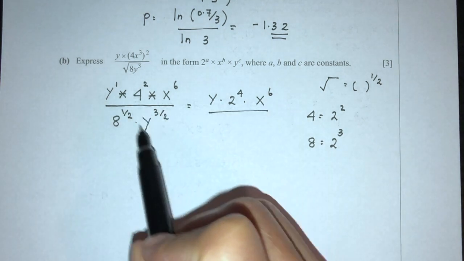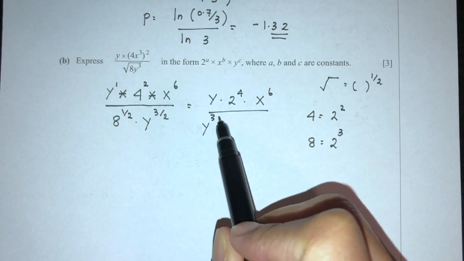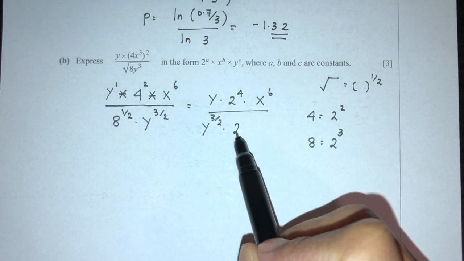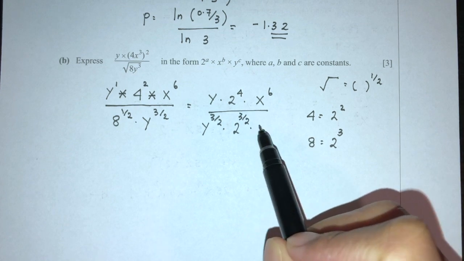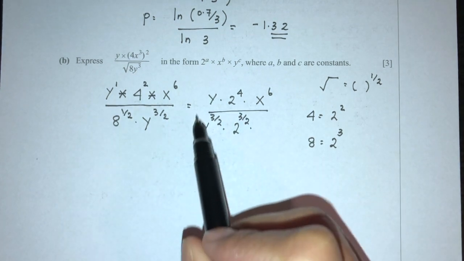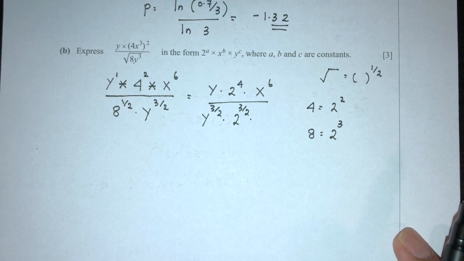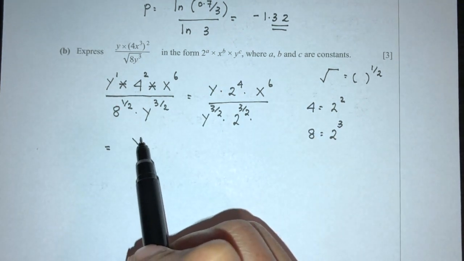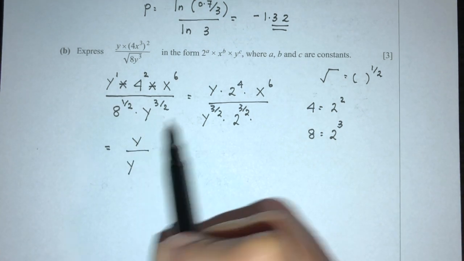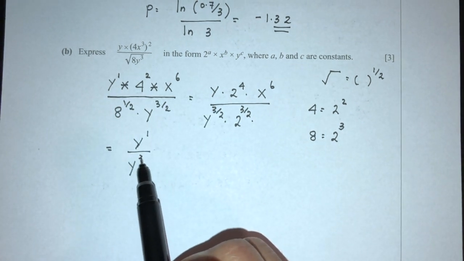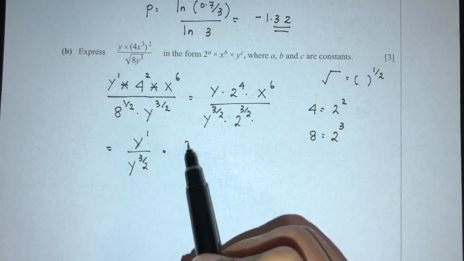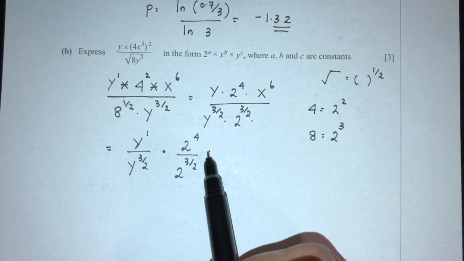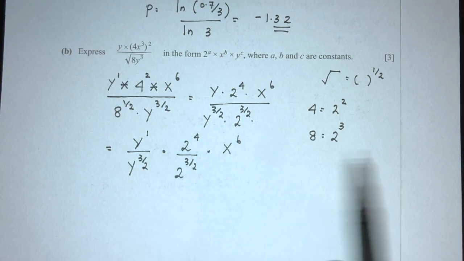Divided by, let's bring y here, y power 3 over 2 times, so we have to replace 8 by this, you will have 2 power 3 over 2, and times nothing else, so that's all we have. Now we have to simplify, so let's look at one by one. So first we have y power 1 divided by y power 3 over 2, multiplied by 2 power 4 divided by 2 power 3 over 2, multiplied by x power 6.